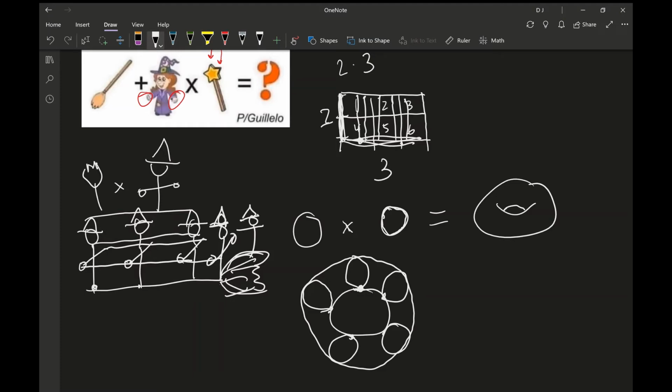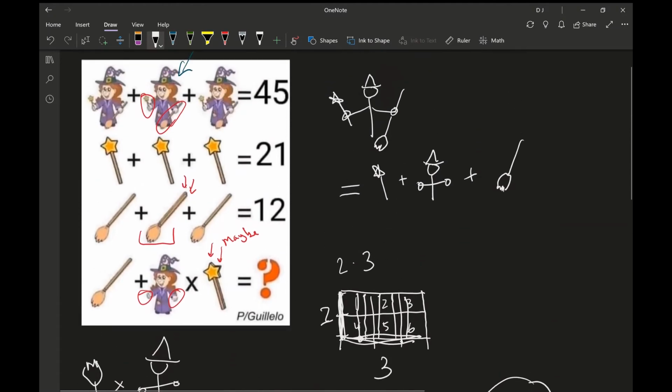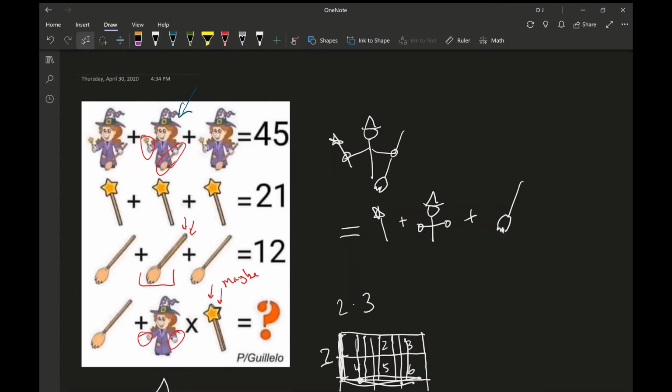So that's clearly not the picture we have here. So that's why I'm saying witch person holding a wand and a broom must be addition. It's probably not multiplication because we know what multiplication of shapes is like. This one right here is probably also two brooms side by side.